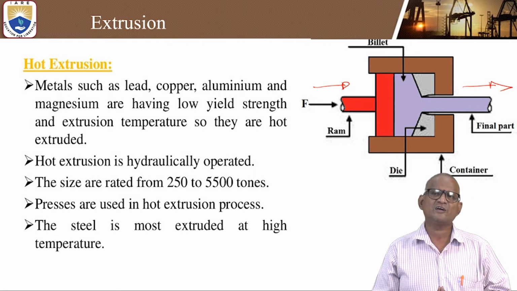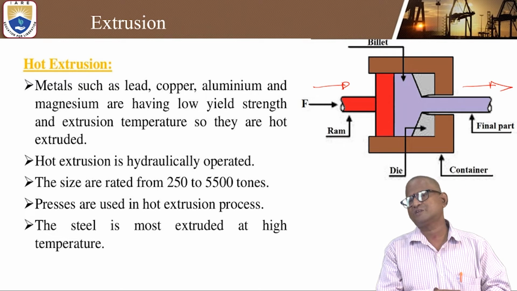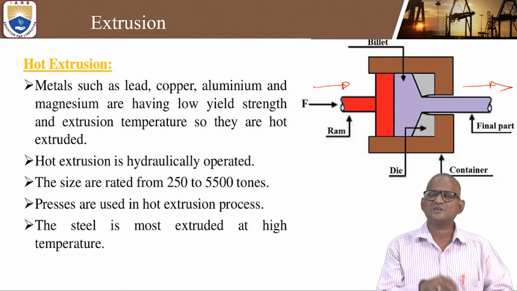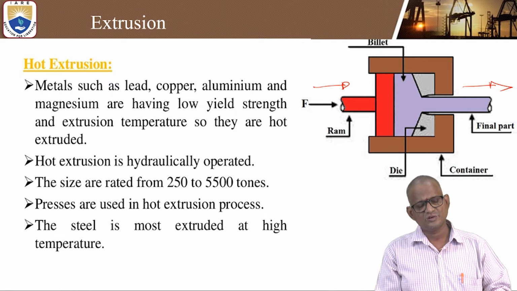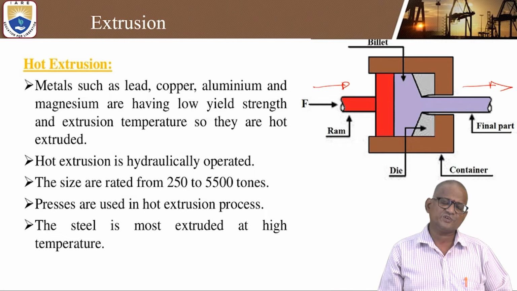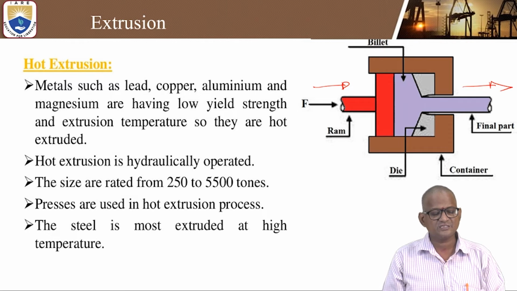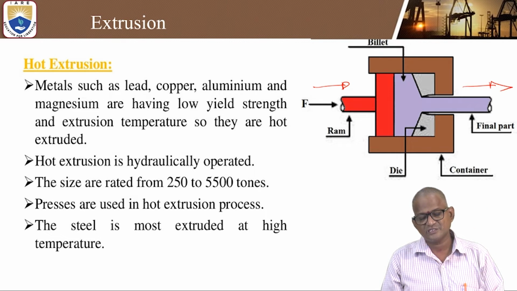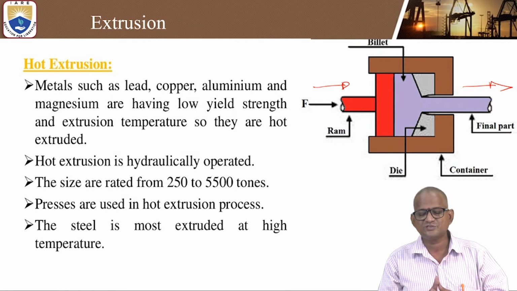Hydraulic operated machines are most widely used because, with hydraulics, some lubrication can be done due to high pressure. If you have lubrication, easy changes of the shape can be obtained. Here the pressure can vary from 250 to 5500 tons capacity to reduce and change the shape and size. The most widely used material is steel, and steel can be transformed only at high temperature. So this is about hot extrusion.